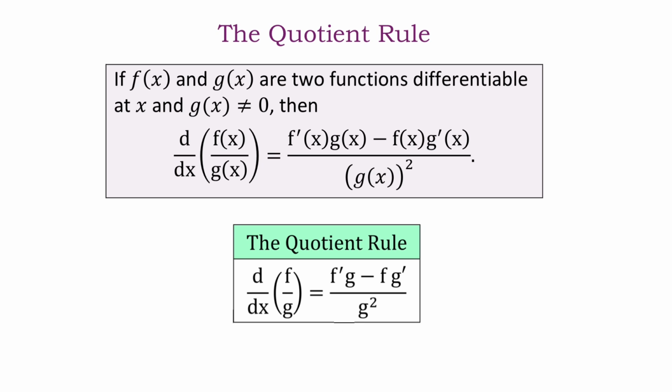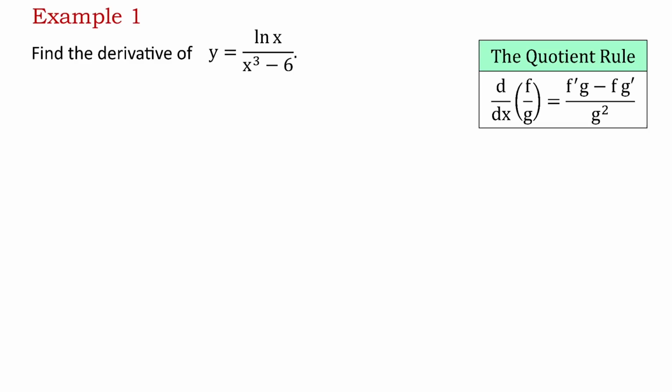In this video, we will see three examples on how to find the derivative using the quotient rule. In the first example, we will find the derivative of y equals natural logarithm of x over x cubed minus 6. And because in this function we have a quotient, we will apply the quotient rule.